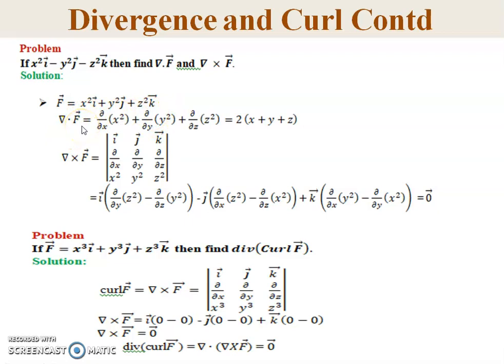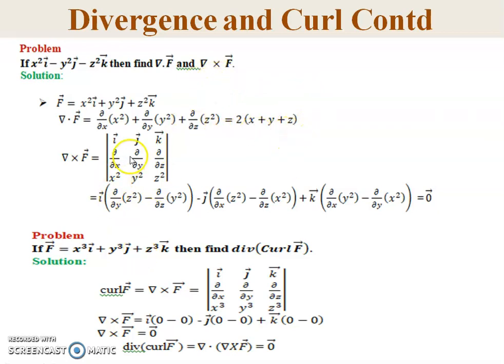Del dot f vector is differentiate first component with respect to x. Right. Second component with respect to y. Third component with respect to z. That is 2x plus 2y plus 2z. After simplification, 2 into x plus y plus z.